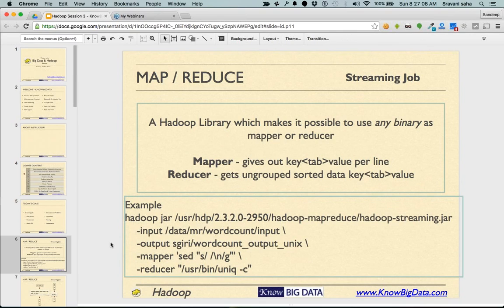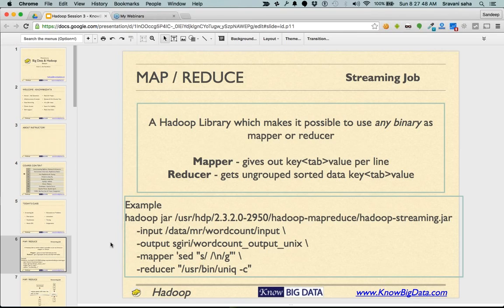All right, so Hadoop streaming. A Hadoop MapReduce job can be written in Java. That's the primary support from Hadoop: you write your MapReduce job in Java and then it executes it. So far we discussed only the pseudocode. Now let's make it a little bit more real. Hadoop streaming is a Hadoop library which makes it possible to use any binary as mapper or reducer. In classic Hadoop, it was only possible to write it in Java.